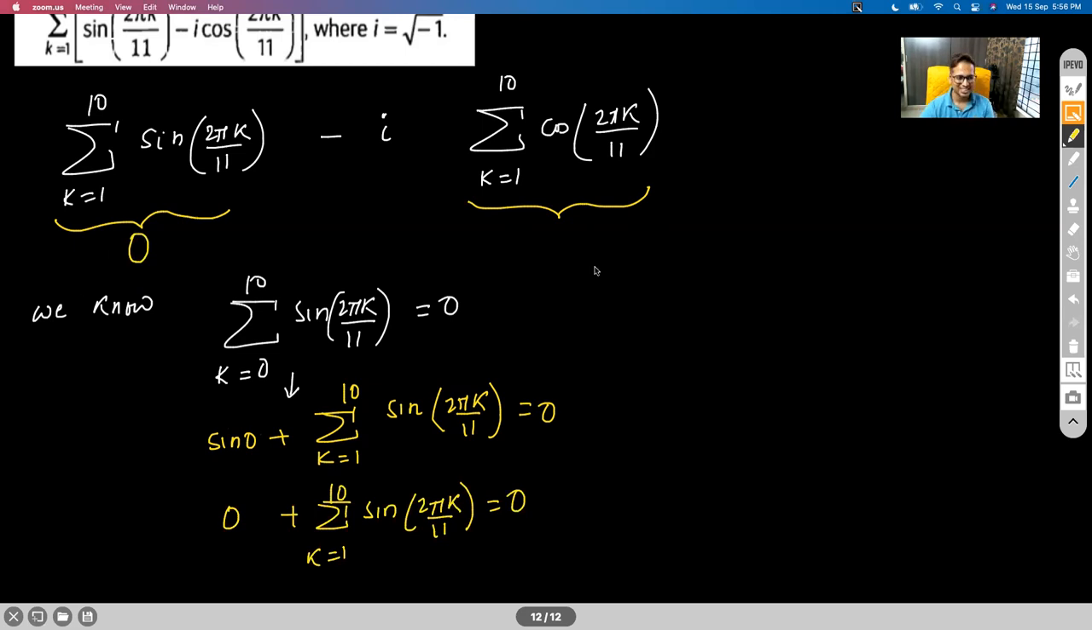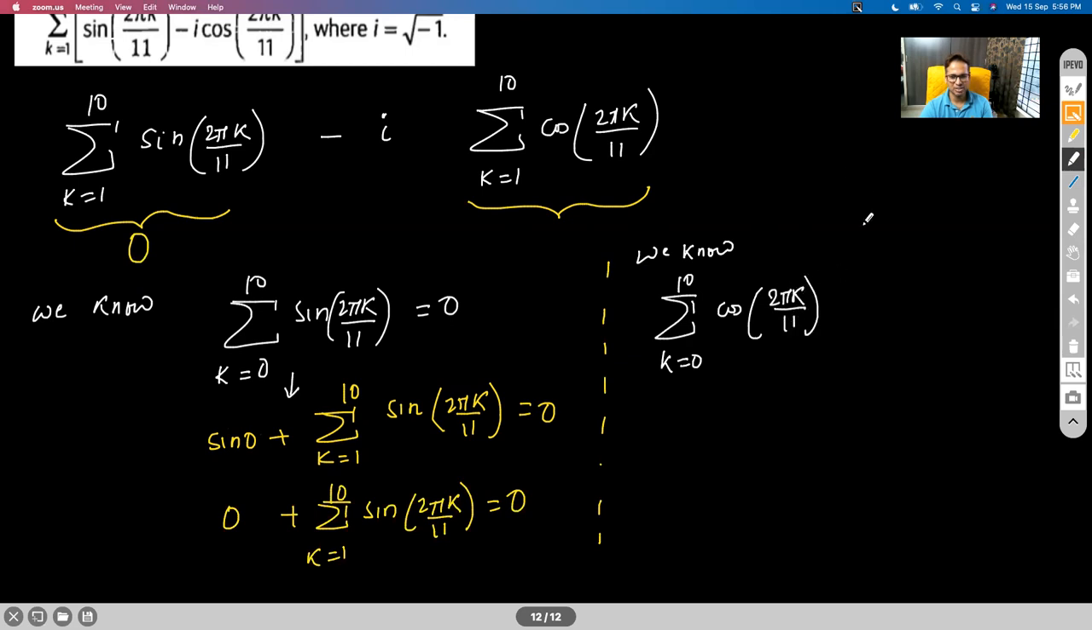Correct? Now let us try to apply a similar approach to the summation of cos 2 pi k by 11. This is also 0. Here also, I break it up as first cos 0 by literally putting 0 in place of k, and then summing it up from 1 to 10.